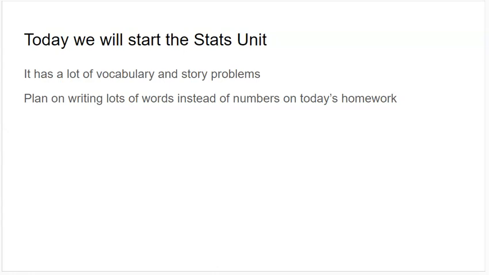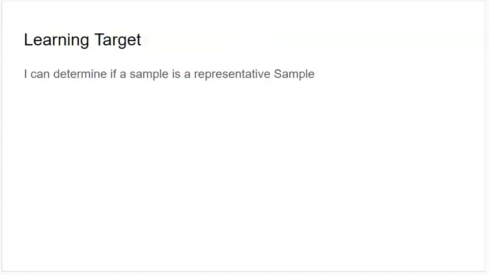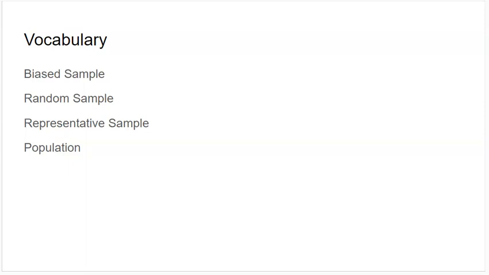Okay, today we're going to be talking about samples and population. There's a lot of vocabulary and story problems, so plan on writing words instead of numbers for today. Our target for today is I can determine if a sample is a representative sample. So we have four main vocabulary words: biased sample, random sample, representative sample, and population.